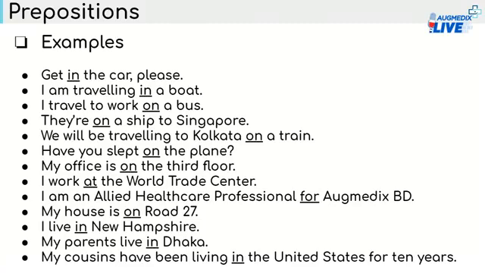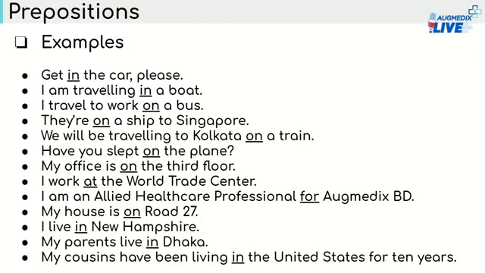So let's just say you want to say that you are an allied healthcare professional. And where are you? You are at Augmatics. So instead of saying, I am an allied healthcare professional at Augmatics BD, let's just say, I am an allied healthcare professional for Augmatics Bangladesh. This is better. But however, even if you do say at, that will not be wrong. So I am an allied healthcare professional for Augmatics Bangladesh is fine. I am an allied healthcare professional at Augmatics Bangladesh is also fine.